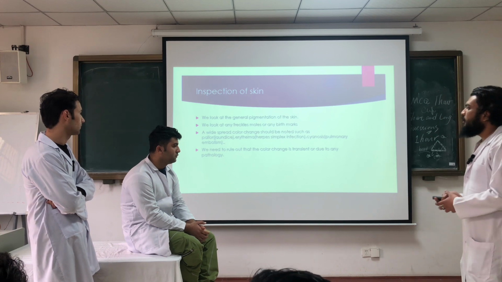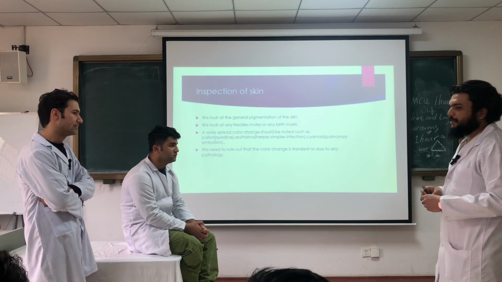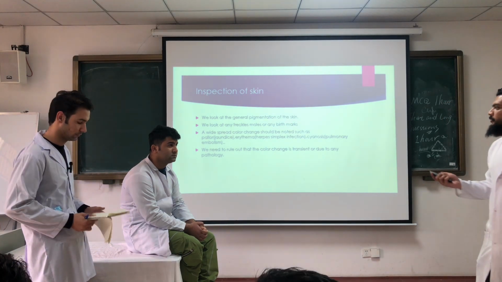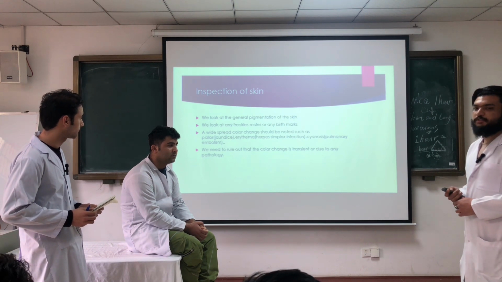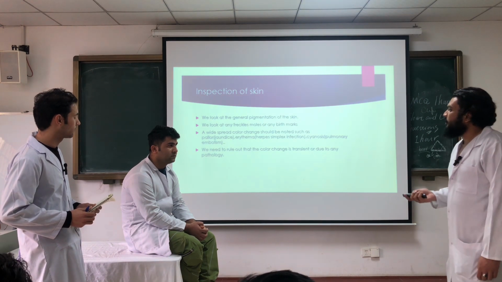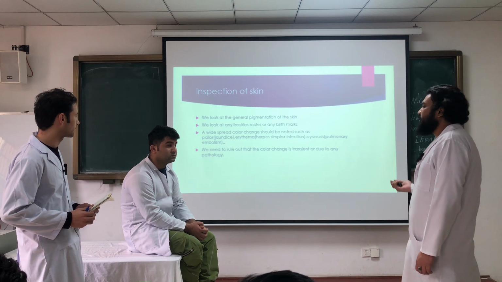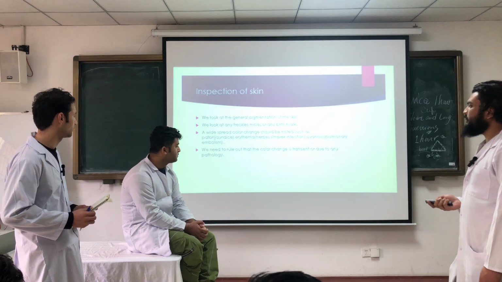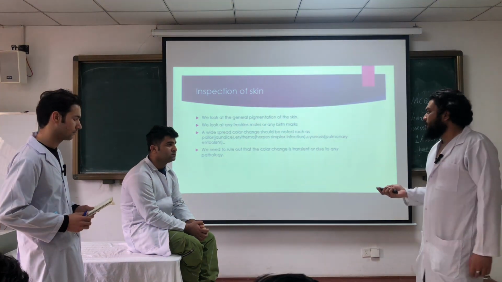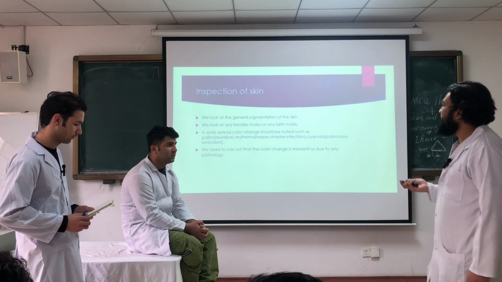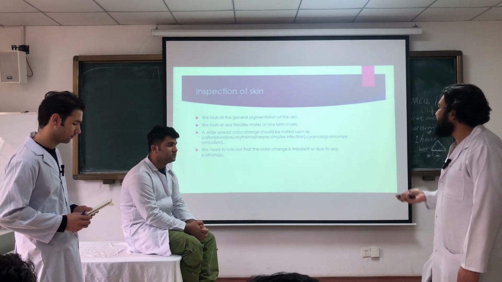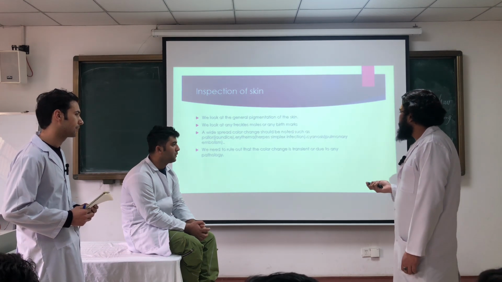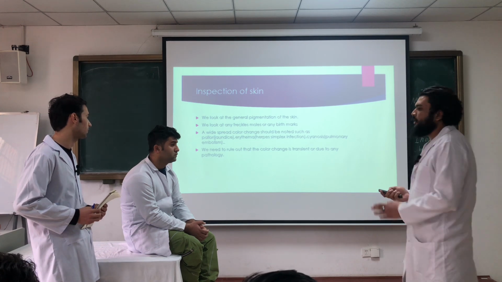The inspection of skin. To inspect the skin, we generally see the pigmentation on the skin. If there is any pallor, any erythema, erythema means the redness of the skin, any cyanosis, the bluing of the skin. We look at the freckles or moles or any birthmarks on the patient's skin. A widespread color change should be noted, such as overall pallor, which is commonly seen in jaundice, erythema which is seen in herpes simplex infection, cyanosis, which is seen in pulmonary embolism. We need to rule out whether the color change is transient or due to any pathology.